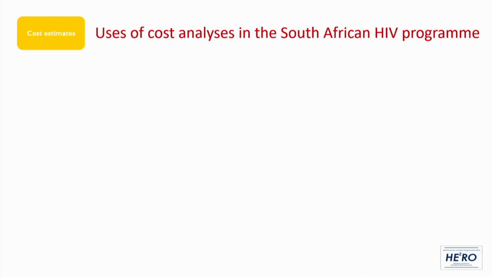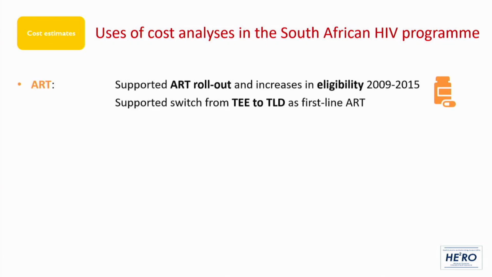We then contribute a number of cost estimates, and so from the HERO side, we have costed, when it comes to HIV, probably every single intervention there is. We start from effectiveness, and then we add cost estimates to that. So we've supported the ART rollout and increases in eligibility for essentially the last 16 years.